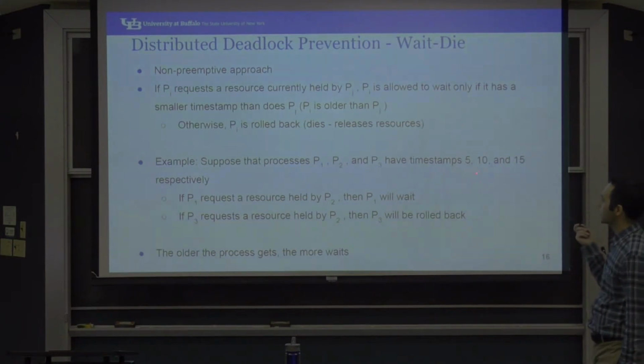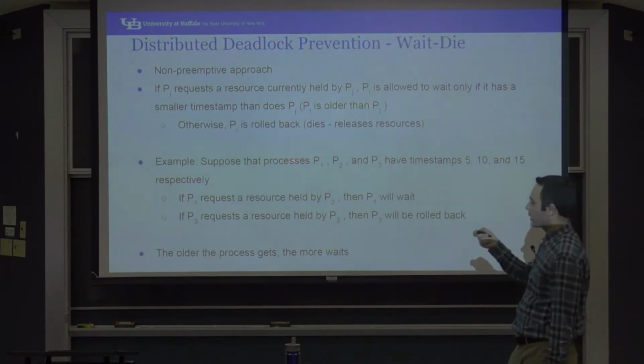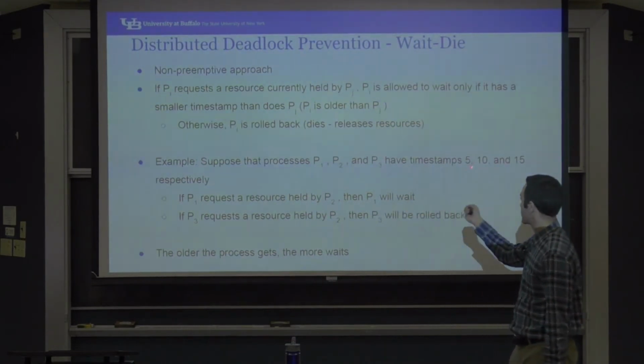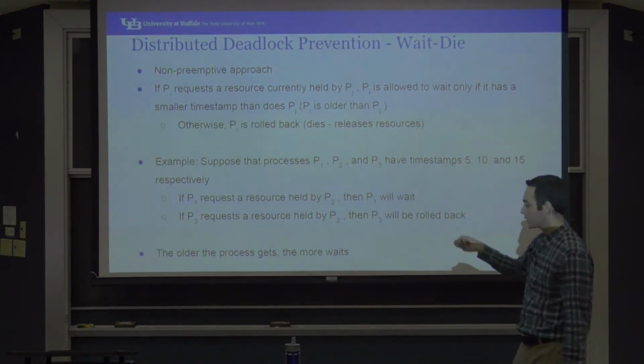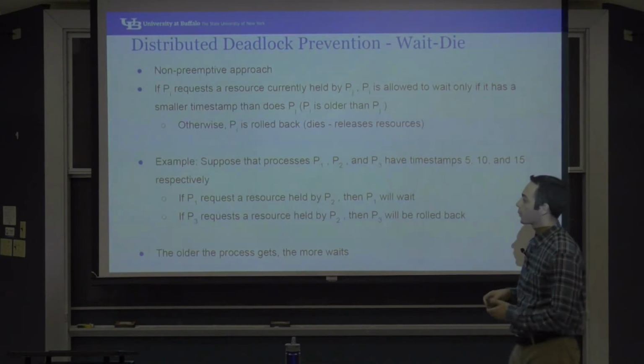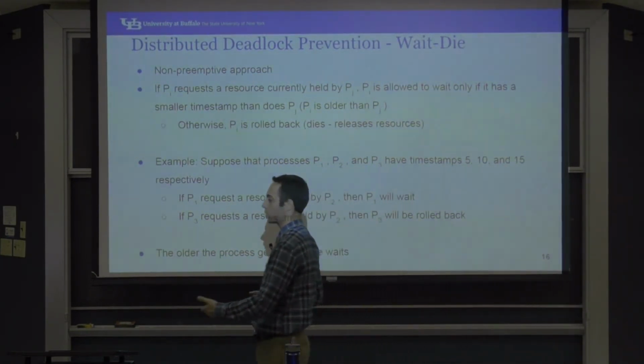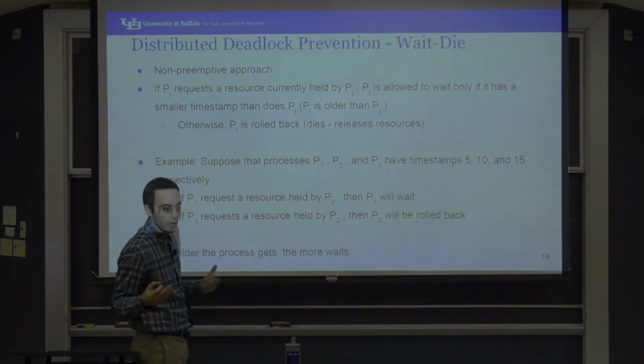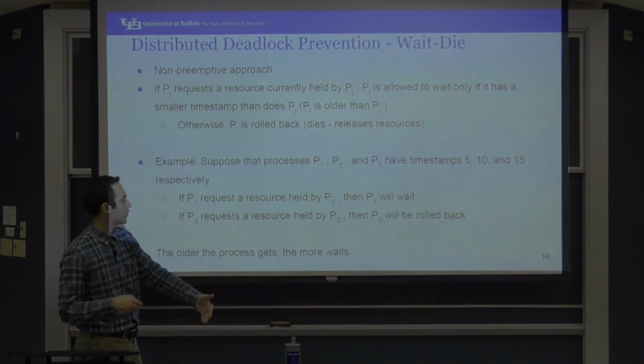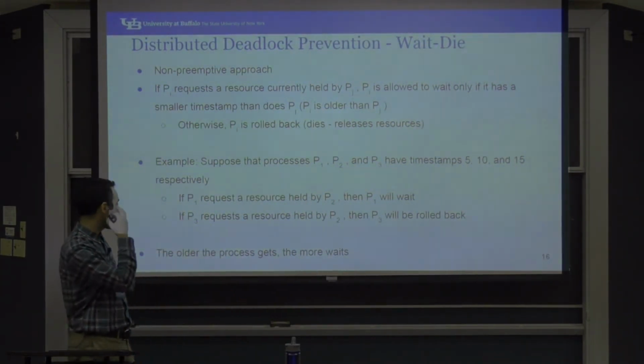We have three processes with the timestamps 5, 10, and 15. P1, with 5, will be the older one over there. P2 is the middle one, which is over here. P3 is the younger, which is over here. Now, if P1 requests a resource held by P2, P1 is the older one, so it will wait. If the younger process P3 requests a resource held by P2, P3 will roll back.